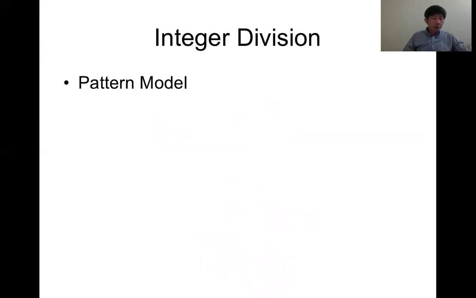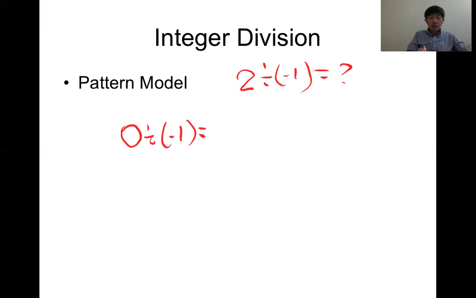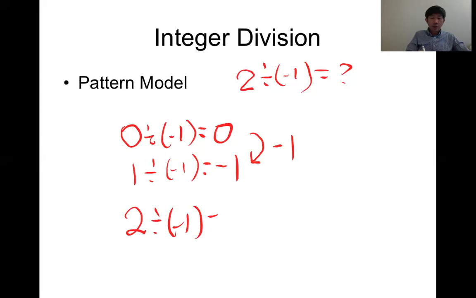Now, what about if I want to say -2 divided by -1 is equal to how many? Can I show the pattern model? Yes. I know 0 divided by -1 is equal to 0. I know 1 divided by -1, which is equal to -1. So here is a pattern, right? You can create a pattern. This is decrease by 1. Now decrease by 1, so here is 2 divided by -1. We have to fill in how many? -2, okay? Because this is a decrease by 1, okay?